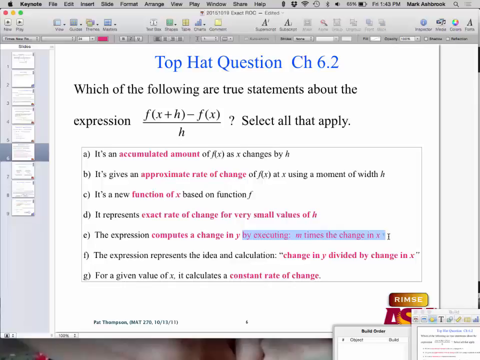The top part. Is that rate of change times the change in x? No, it's final value of y minus initial value of y. It's not m times the change in x. M times the change in x is a product. That's computing the change in y as final value of y minus initial value of y.